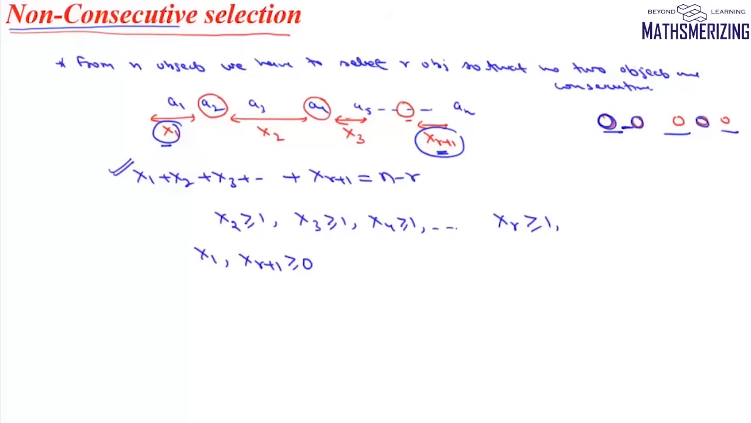So what we'll do is, in order to achieve some symmetry in this problem, we'll change all these variables x2, x3 and xr. So we'll write x2 as 1 plus x2 dash. Now since x2 is greater than or equal to 1, x2 dash will be greater than or equal to 0. In the same way, we can write this x3 as 1 plus x3 dash. Again, x3 dash will be greater than or equal to 0.